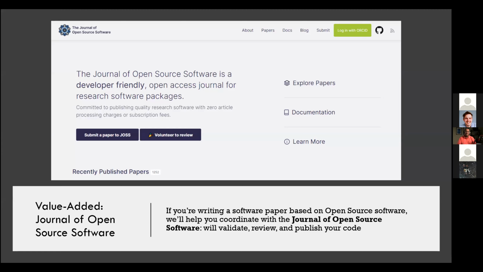And one of the big things that we're doing as a partnership between the American Astronomical Society and the Journal of Open Source Software is that for every piece of code that gets submitted to a software paper, as well as the Journal of Open Source Software, they actually get some financial funding from the AAS to help their mission, to help support the processing of their paper.